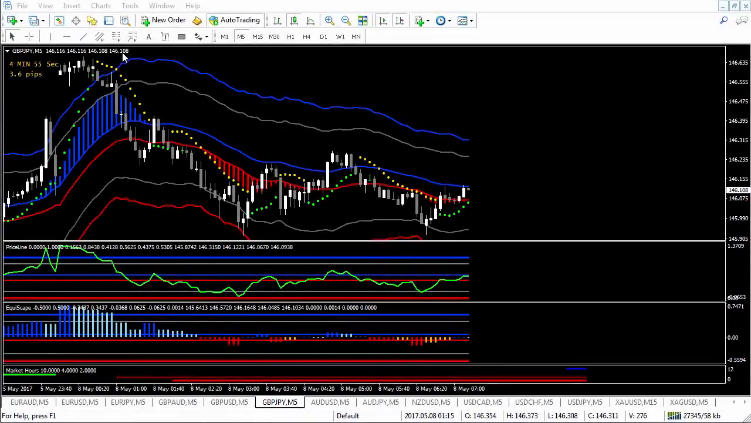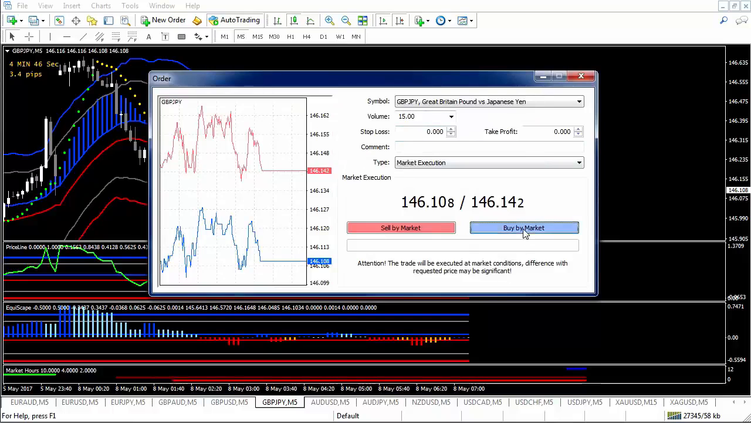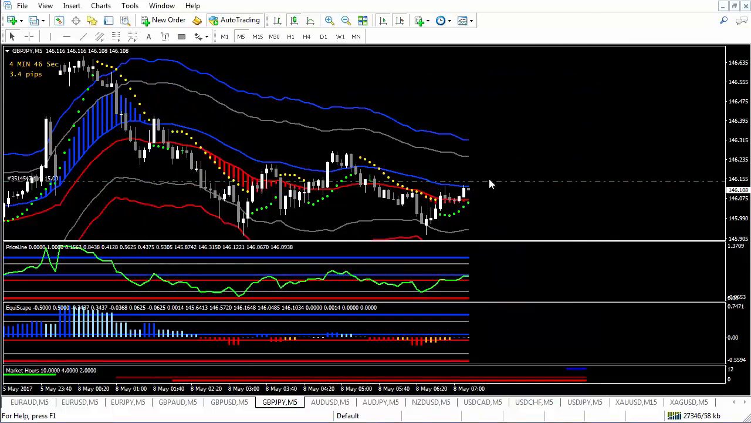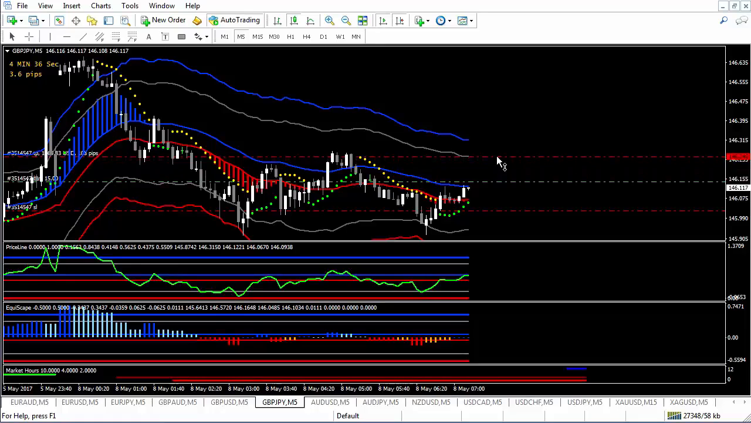I've got a signal to go long, so I'm going to place an order to go long. So I'm going to buy right now. And my stop is going to go just below the designated stop area. My target will be at this middle channel here. I'm going to go just a little bit higher.